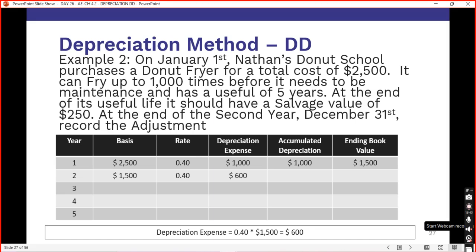Out of that $600, we're going to add it to our accumulated. So far, we have a total of $1,600 that we depreciated out of our fixed asset. So my ending book value is going to be my asset cost minus accumulated, so it should give you $900 left. Okay?